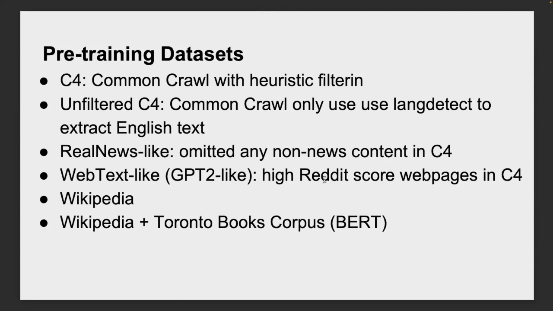The fourth variant uses the Reddit score to evaluate the quality of the web pages and how useful they are. So it only keeps the high quality web pages as sorted by the community and retains just that for this WebText-like data set. So I think this data set is a high quality, useful content data set. Also, it pre-trains with the Wikipedia data set, and also Wikipedia plus this book corpus data set.